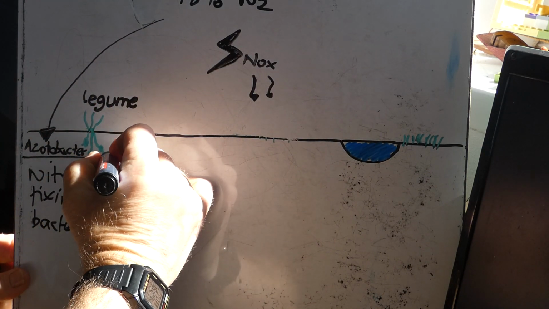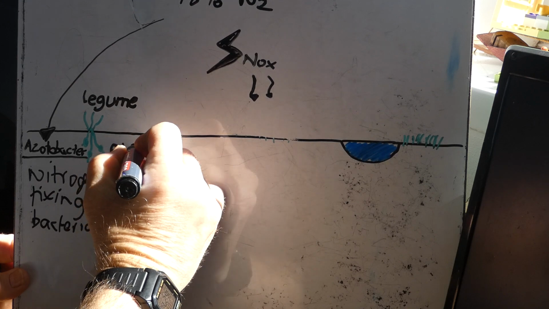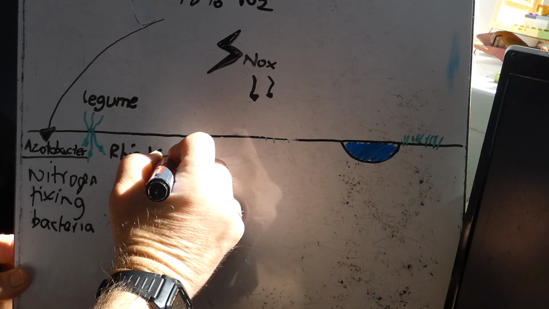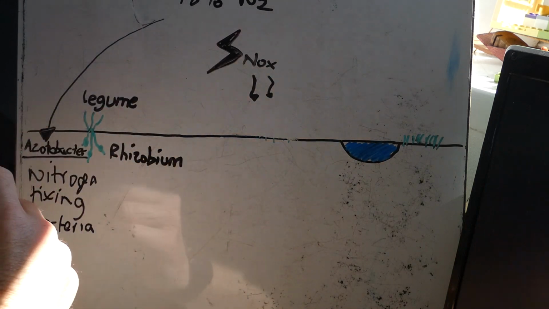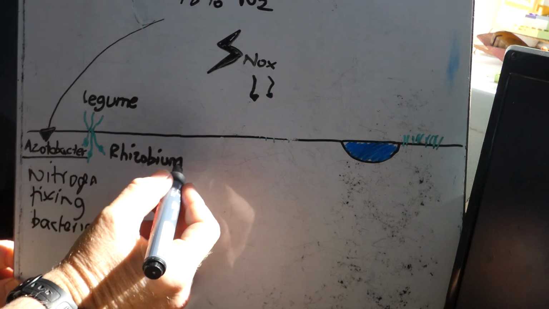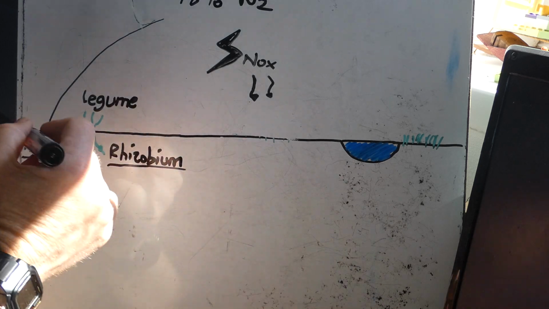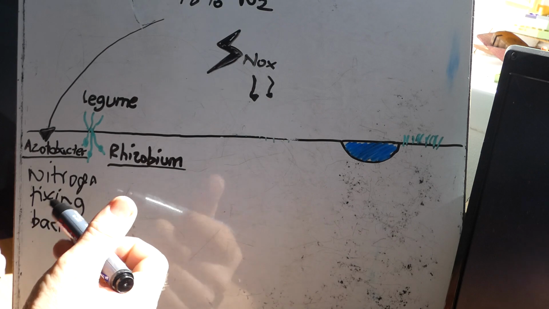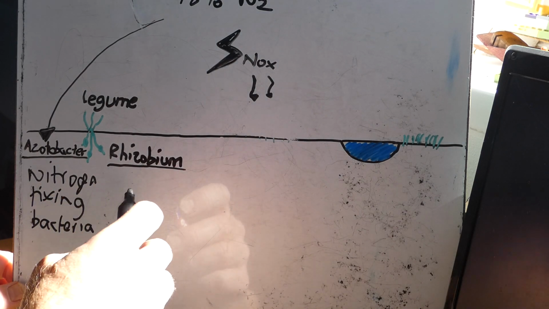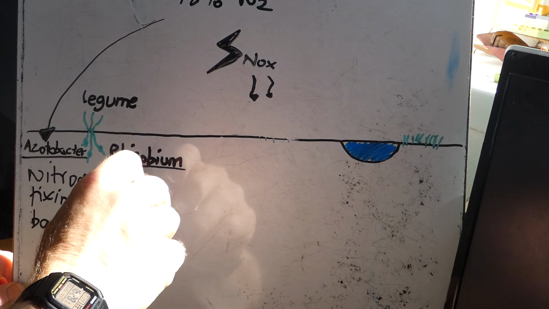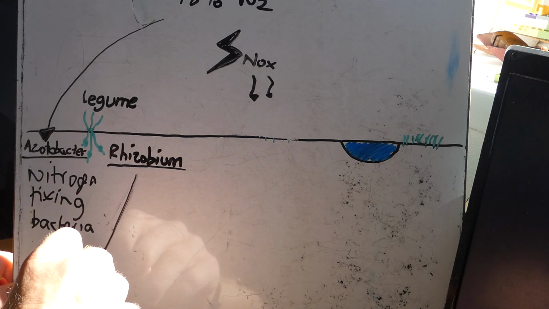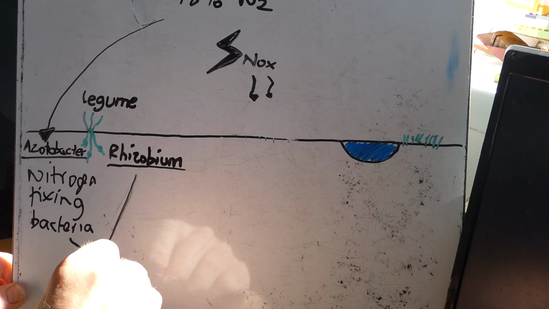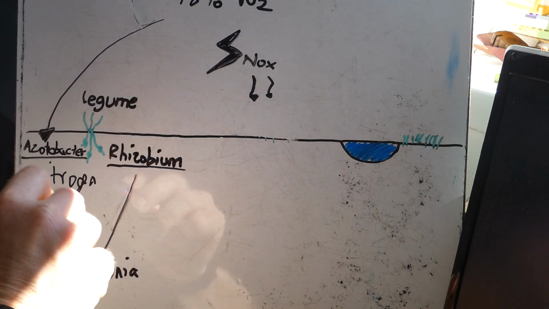So legumes, things like peas and beans and clover, they have these nitrogen-fixing bacteria in their root nodules, and a good example would be one called Rhizobium. Okay, that's a really well-known nitrogen-fixing bacteria. So we've got Azotobacter, which are freely living nitrogen-fixing bacteria found in the soil, and we've got the nitrogen-fixing bacteria that are found in root nodules. Okay, and those produce ammonia. So we've got ammonia here.